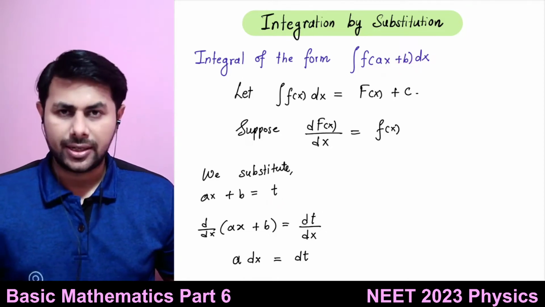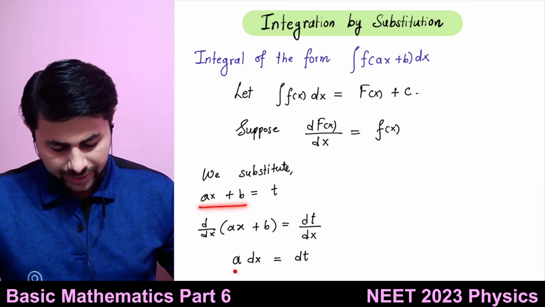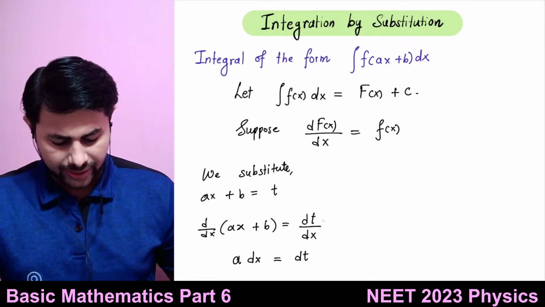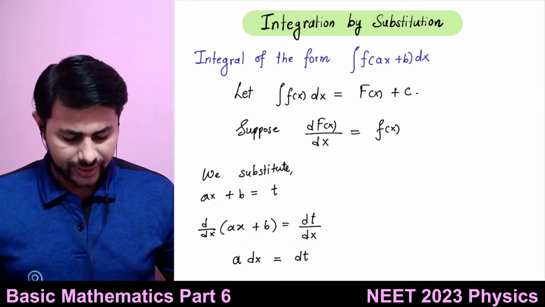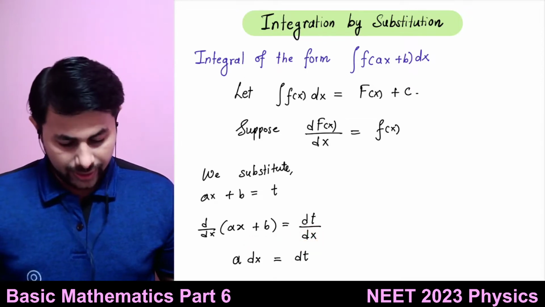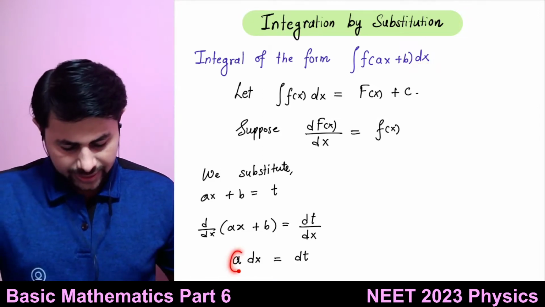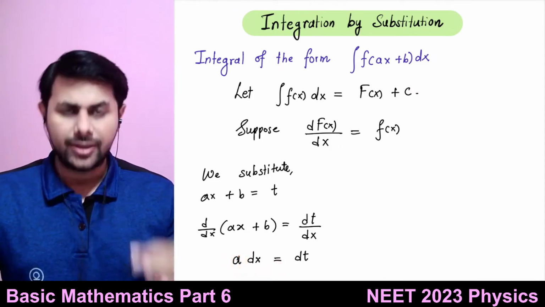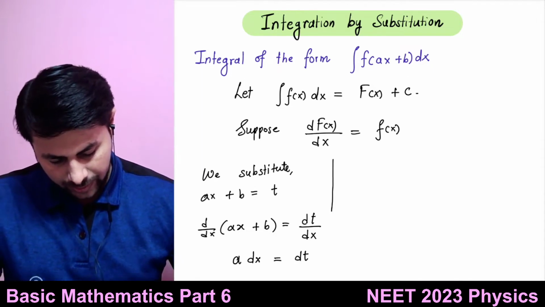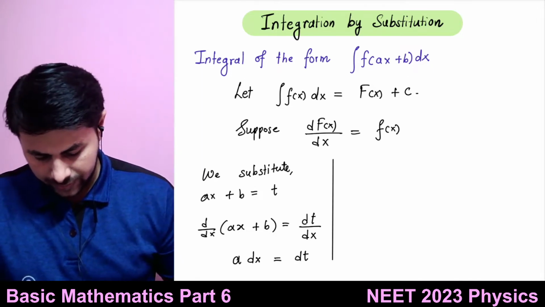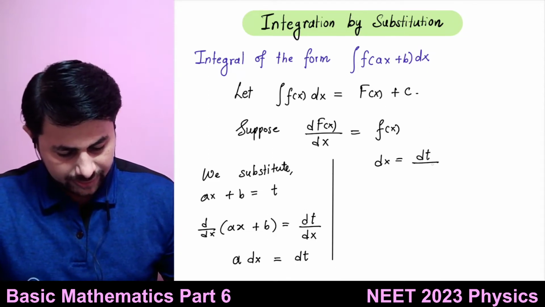So now we have substituted that ax plus b is equal to t. If we take the derivative of this, what do we get? We get a on the left hand side, and on the right hand side we get dt by dx. Now I will take dx to the left hand side, so I get a dx equals dt. Now how can I write this dx? I can take this a to the other side, so dx can be written as dt divided by a.